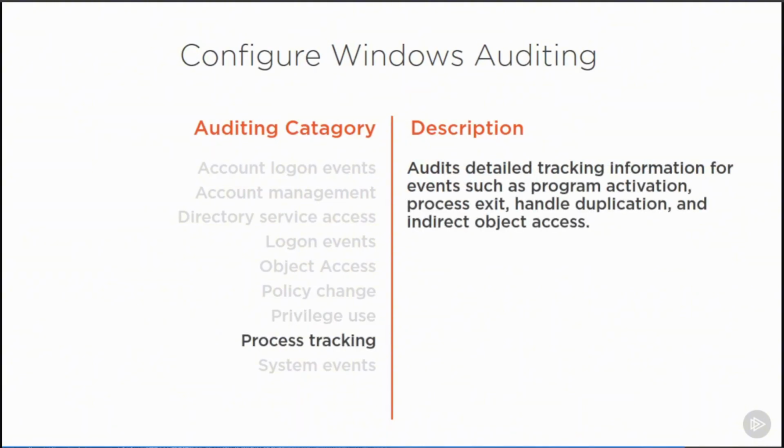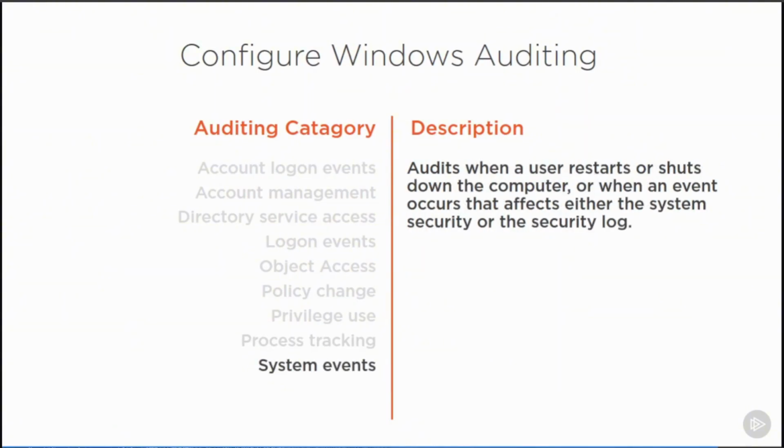Process tracking is one we don't tend to turn on by default because it's really meant for deep level troubleshooting, really digging deep into the traces of what's going on in the OS. But this will audit detailed tracking information for program activation, process exits, duplication of handles, indirect object accesses, really more developer-oriented things on the system. The last of these is system events, where we tend to track the successful system events because these are things like restarting or shutting down the computer, or anytime there's a major change to the system security or the security log. You want to know when someone successfully changes a configuration for a security log.